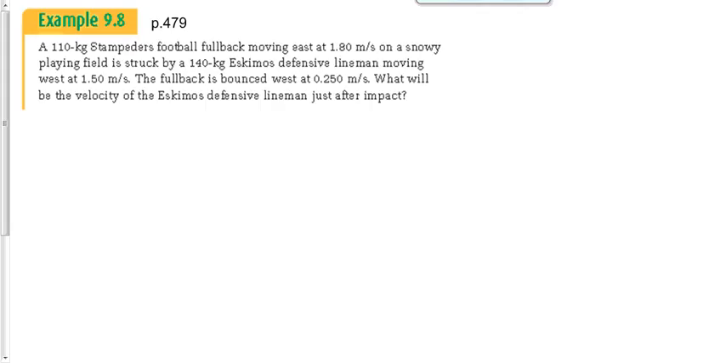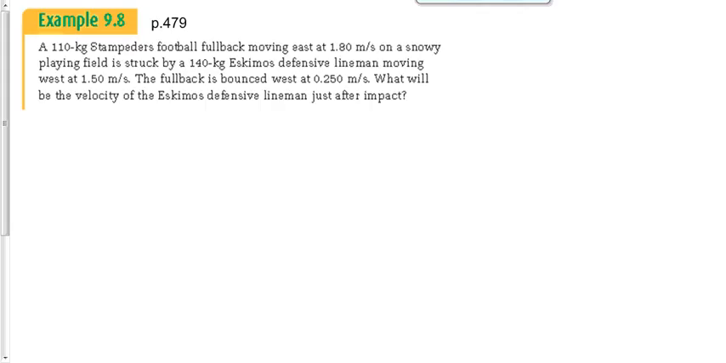Okay, we're gonna do question 9.8 here on page 479. It's an appropriately themed question after the last week and a half. Stampeders beating the Eskimos twice. Anybody an Eskimos fan here, by the way? That's good.